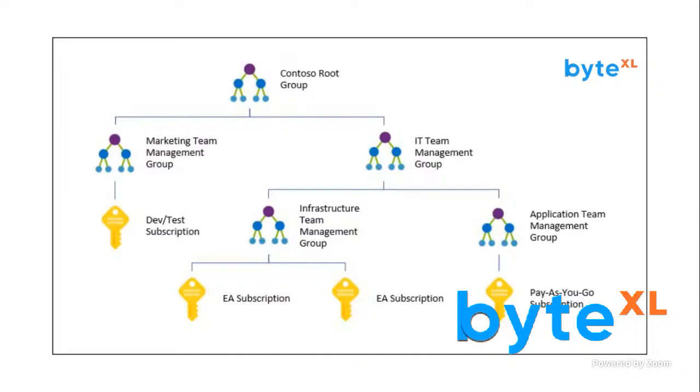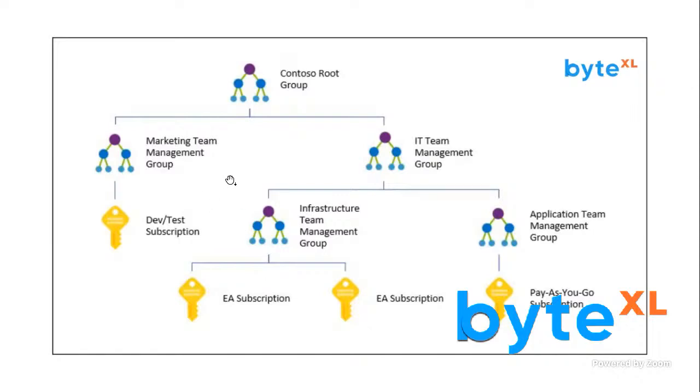This limit does not include the root level or the subscription level. Each management group and subscription can only support one parent, while each management group can have many children. You can see here multiple children it could have. All subscriptions and management groups are within a single hierarchy in each directory.